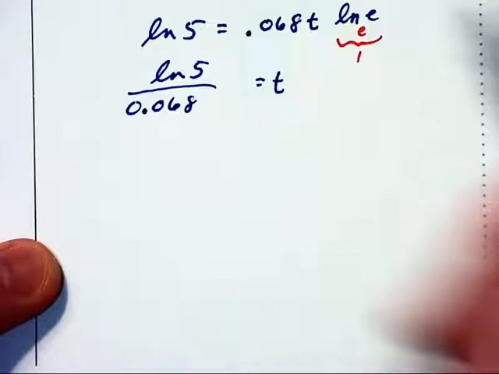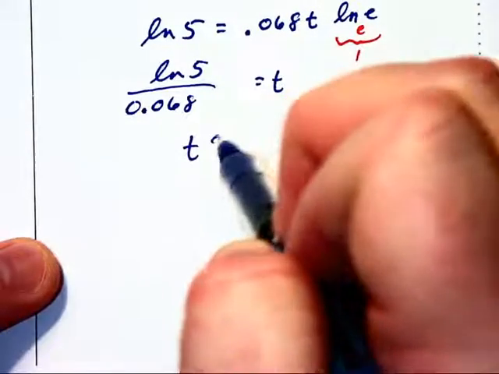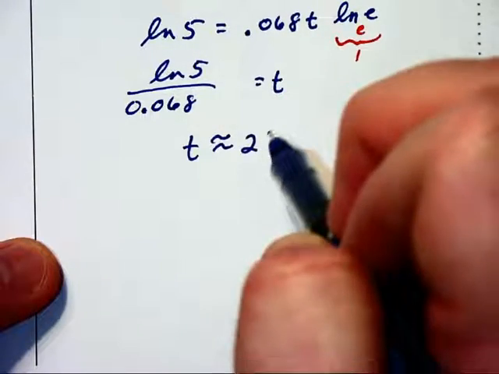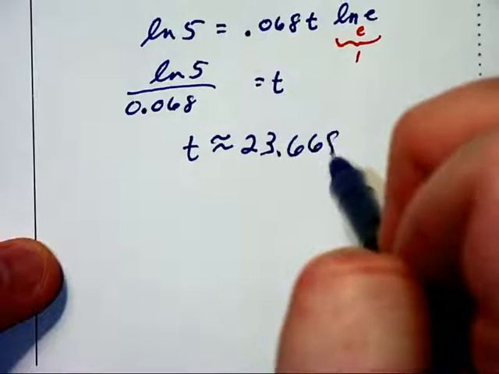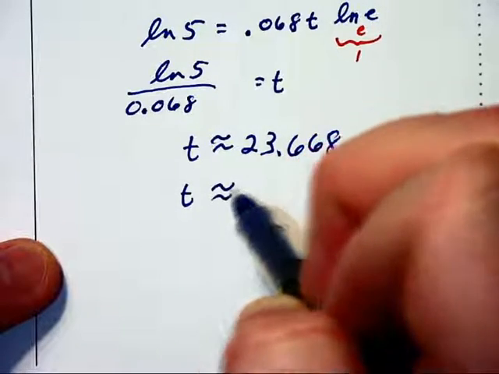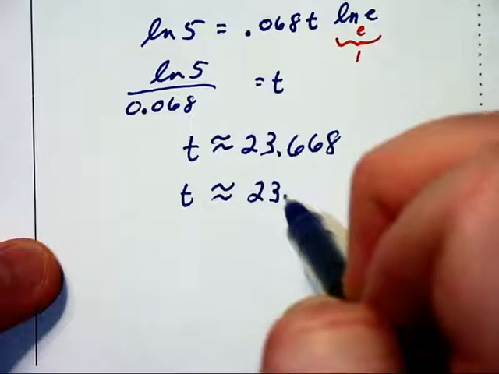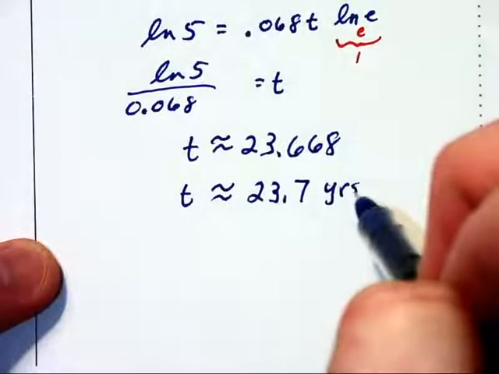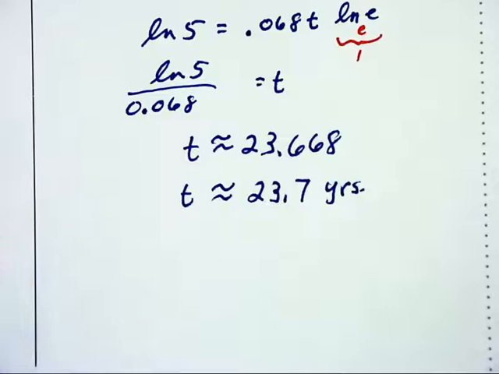Now, what is that when we use our calculator? Well, that is 23.668. And so they said round to 1 decimal place, so I'm going to go with 23.7 years for that $50,000 to grow to $250,000.